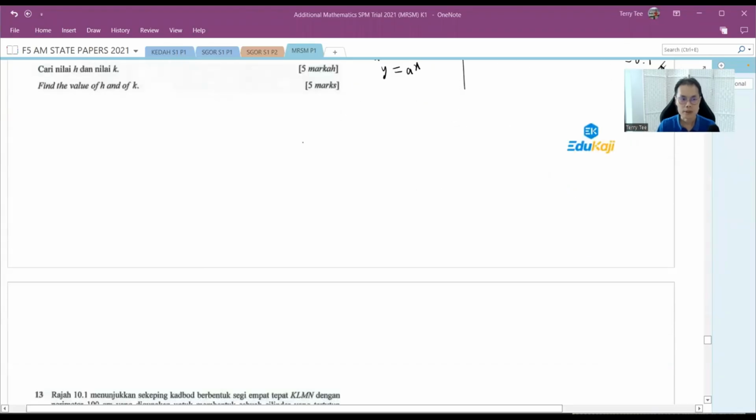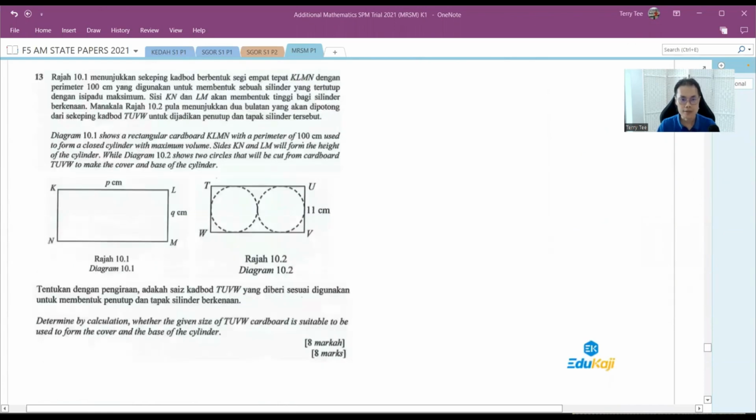All right, let's move on to question number 13. This is a differentiation question from chapter 2. The diagram shows a rectangular cardboard, KLMN, with perimeter of 100 cm, used to form a closed cylinder with a maximum volume. So the side KN will form the height of the cylinder. If you take this, fold it, roll it up, and join K and L together, you will get a cylinder like this, with a height Q, and your circumference will be P.